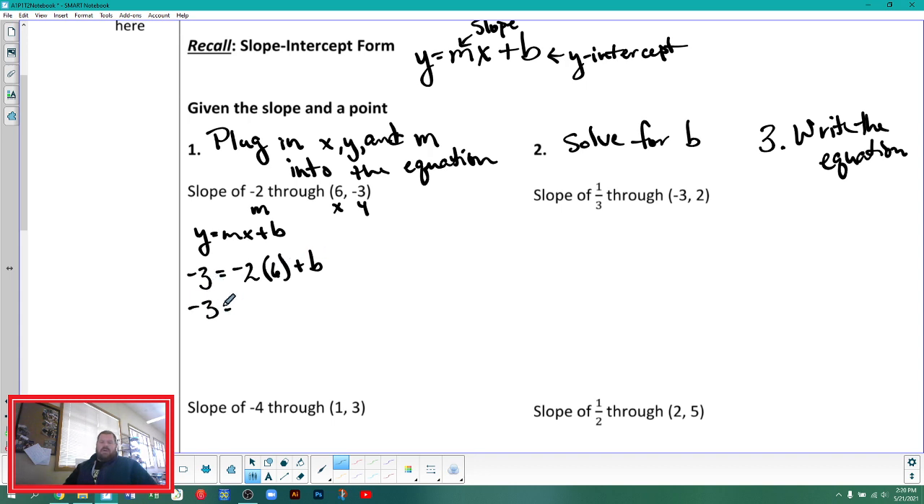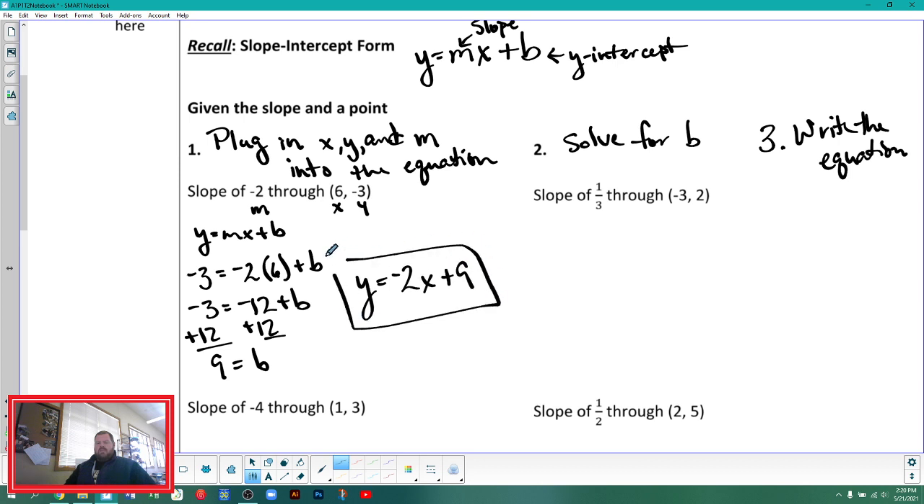So I get -3 equals -2 times 6, which is -12, plus b. And then I want to add 12 to both sides. -3 plus 12 is going to give us 9. So b is equal to 9. Now that I have b and I have my slope, now I write my equation: y equals -2x plus 9. Okay, and yes, that's a little more work than we've seen in the past, but it's still very doable.